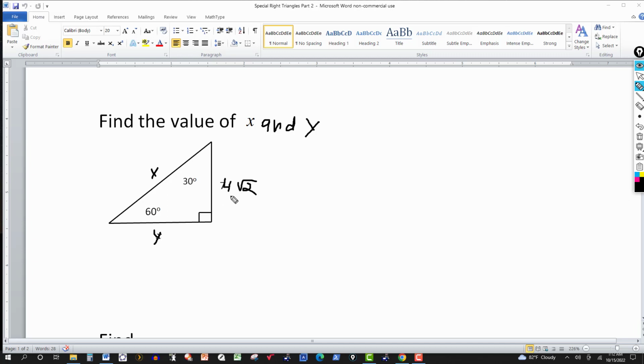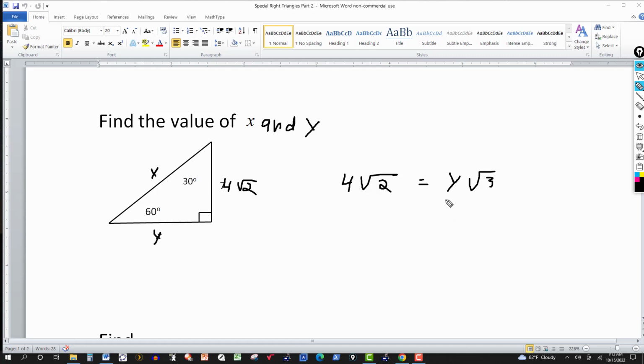Let's try to find y first. So the side opposite the 60 degrees is 4 square root of 2. And remember, that's always equal to the square root of 3 times the side opposite the 30 degrees, which is y. So this should equal y times the square root of 3. Again, the side opposite the 60 degree angle is always equal to the square root of 3 times the side opposite the 30 degree.